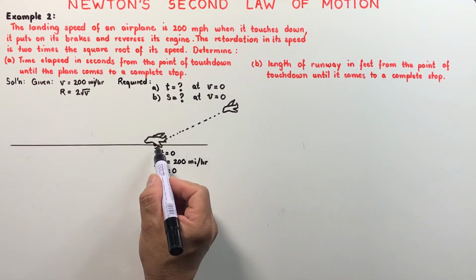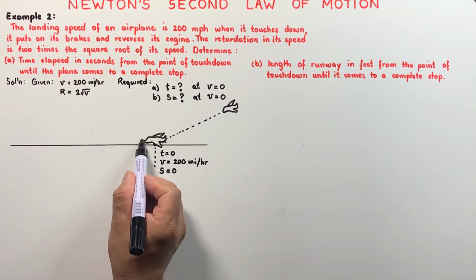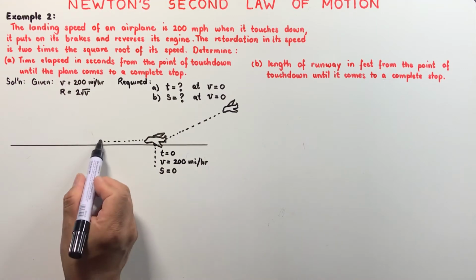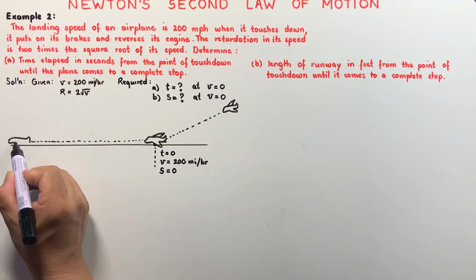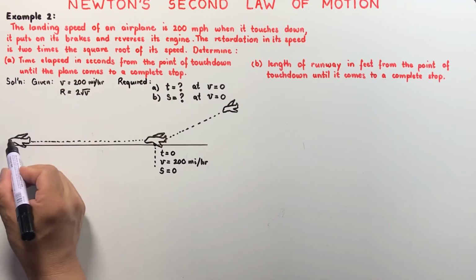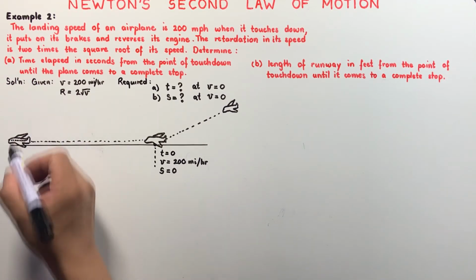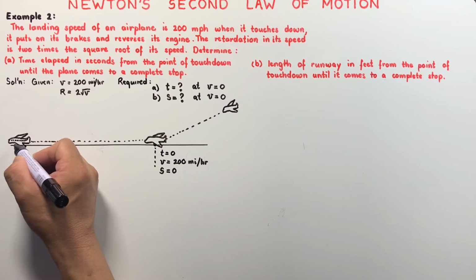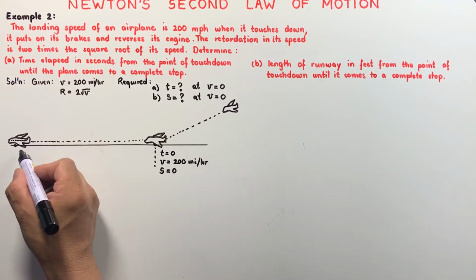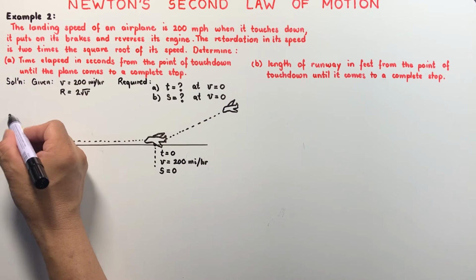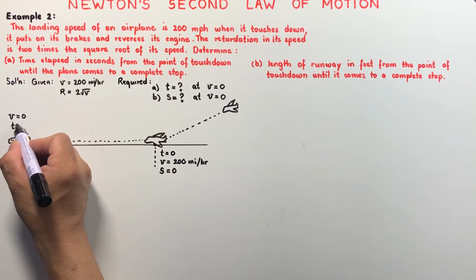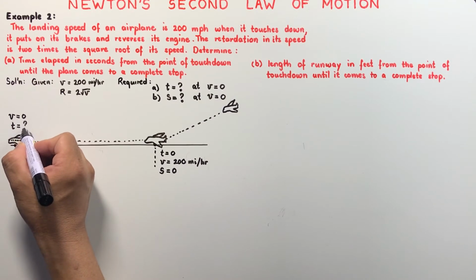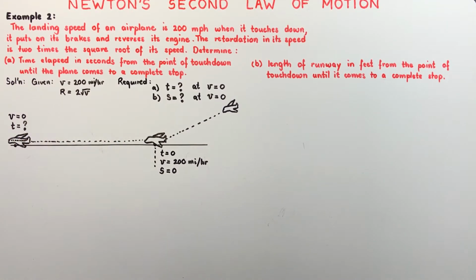So of course, at the point of touchdown whose speed is 200 miles per hour, the plane will continue to move up to this point here. So this point is the point where the plane comes to its complete stop. So the velocity here is 0. But the time required to come to its complete stop, we don't know yet. And that is our first question.